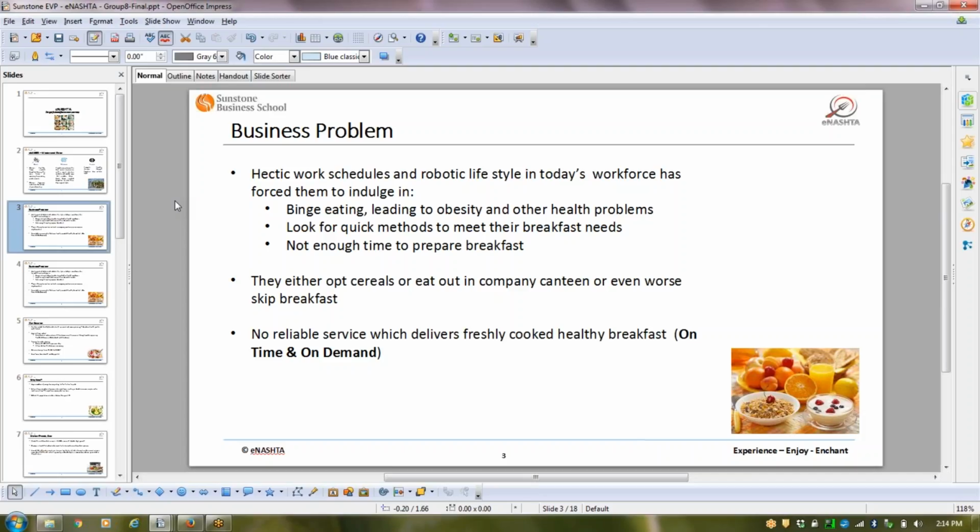The reason they are opting for unhealthy options is because there is no reliable service which delivers freshly cooked healthy breakfast. So these guys have drawn out the problem in a beautiful way, saying what the pain is, what alternatives people are seeking because of this pain, and why they are seeking this alternative: because they don't have a reliable service. By drawing the picture of the problem, they are giving a direction to the solution. They are also indicating that there is no player in this space which will give a reliable, hygienic and healthy breakfast service as a home delivery option.